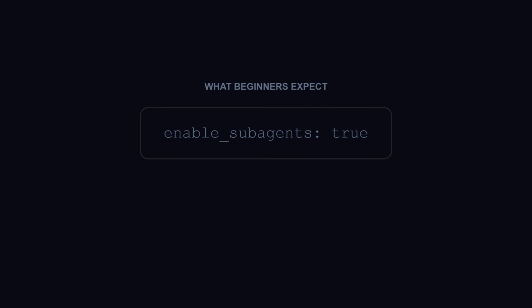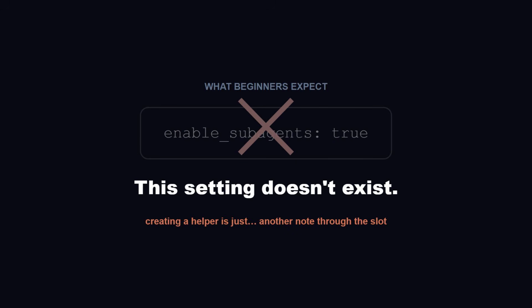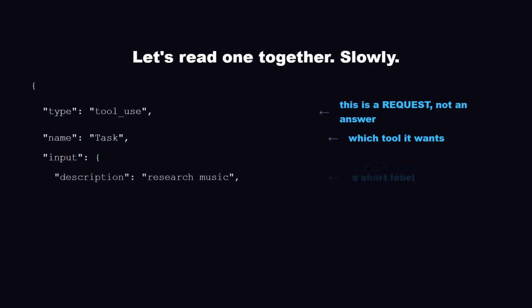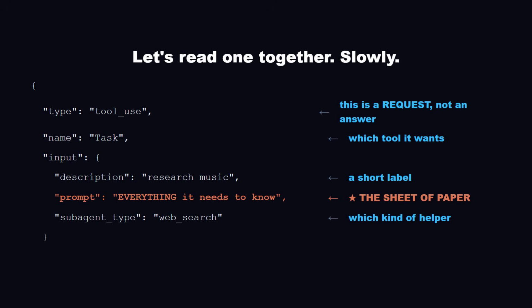So how does the coordinator actually hire someone? Here's where beginners expect a special feature, some setting called Enable Subagents. It doesn't exist. Creating a subagent is just another note through the slot. It's a tool call, and the tool is named task. That's the whole mechanism. Let's read one together slowly.